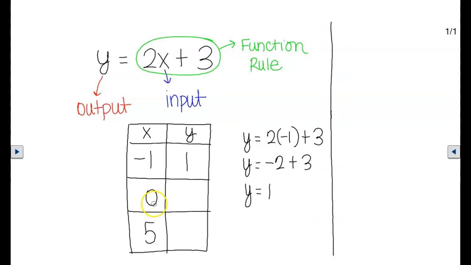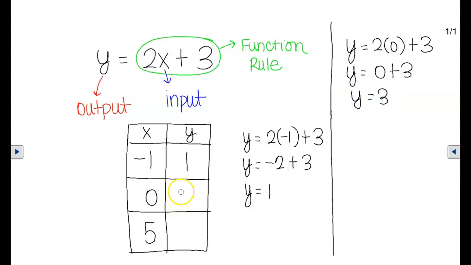All right, so next we'll use an input of 0 for x. So we'll put 0 in for x. So that'll give us y equals 2 times 0 plus 3. And again, we'll do what that says. First, we'll do 2 times 0, which is 0. And then we'll add 0 plus 3, which is 3. So we get a y value or an output of 3. So 0 and 3 are connected by this function.